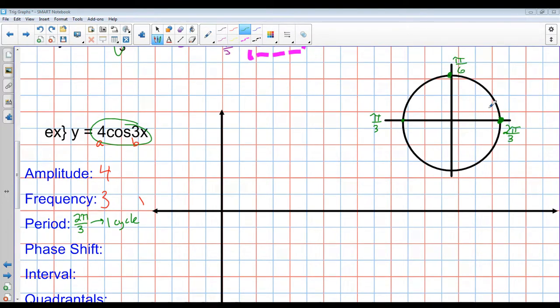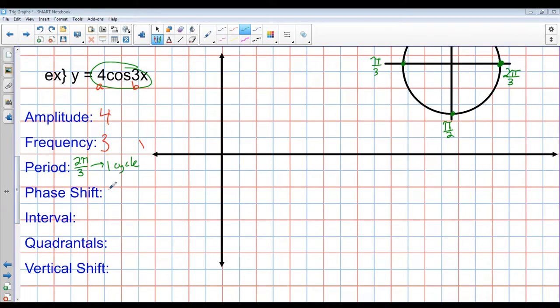So really, if you look at my important points, my quadrantal values, I have 0, 1 pi over 6, 2 pi over 6, 3 pi over 6, aka pi over 2, and then 4 pi over 6, or 2 pi over 3. So I can use my unit circle to break this up into our quadrantals, and I'm actually going to talk about that in a second.